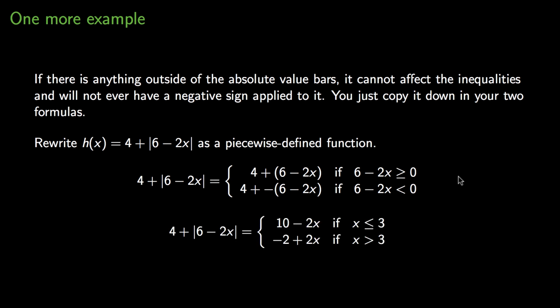So now I'm done decomposing, and because I like when my formulas are pretty, I choose to simplify. And so I'm going to do 4 different things. I'm going to solve these two inequalities, and I get x less than or equal to 3 and x greater than 3. And I'm going to simplify these expressions. The 4 plus 6 turns into 10, and 4 plus minus 6 turns into negative 2. And don't forget you have to distribute that negative so you get a plus 2x.